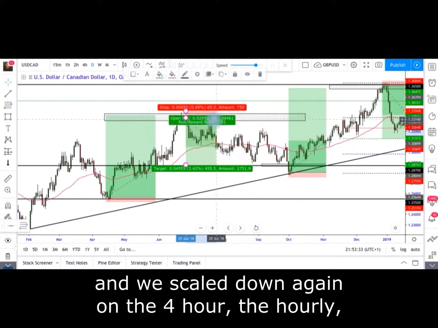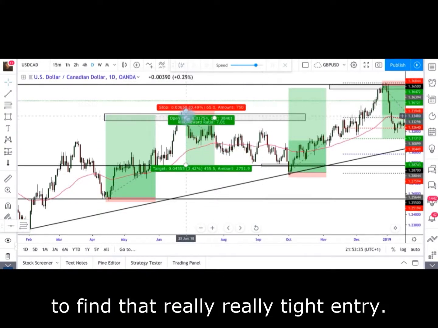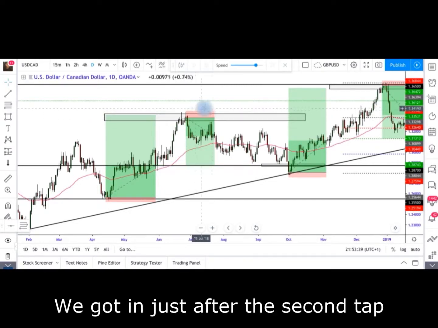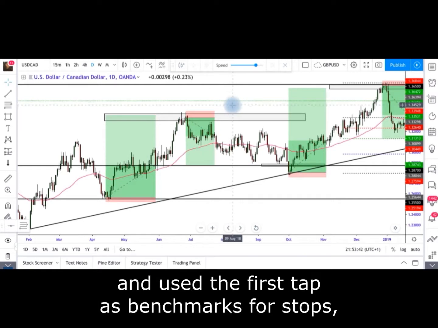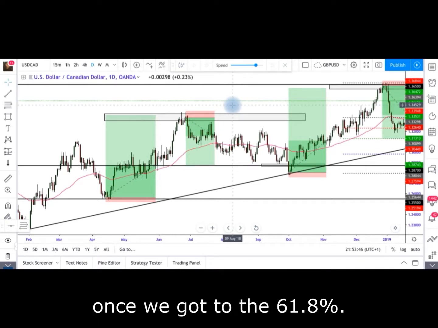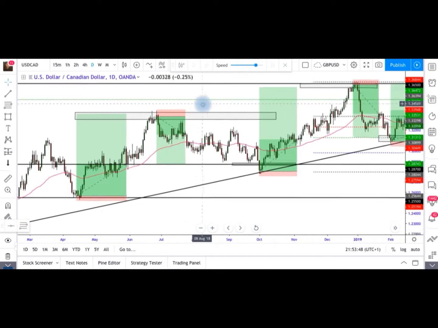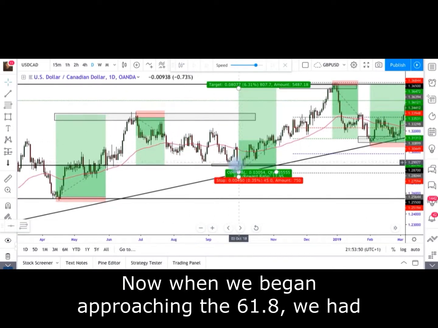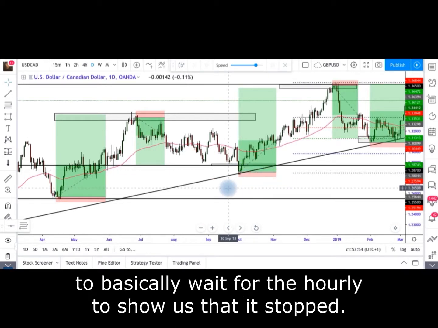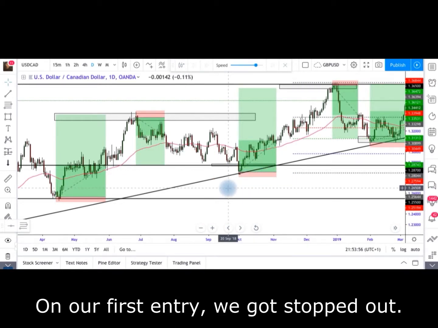And we scaled down again on the 4 hour, the hourly, to find that really, really tight entry. We waited for the first tap, second tap. We got in just after the second tap and used the first tap as benchmarks for stops. And then we closed our position out entirely once we got to the 61.8%. Now, when we began approaching the 61.8, we had to basically wait for the hourly to show us that it stopped. On our first entry, we got stopped out.